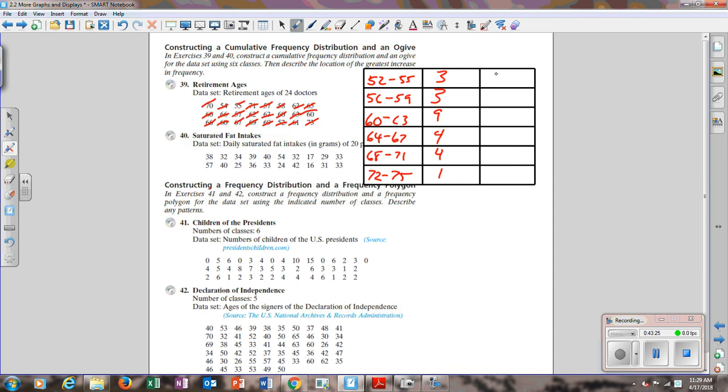Now for our cumulative frequency, we start here, just 3. And we add this 3 on, 6. Add the 9 on, 15. Add the 4 on, 19. Add the 4 on, 23. Add the 1 on, 24. And then constructing an ogive from that.